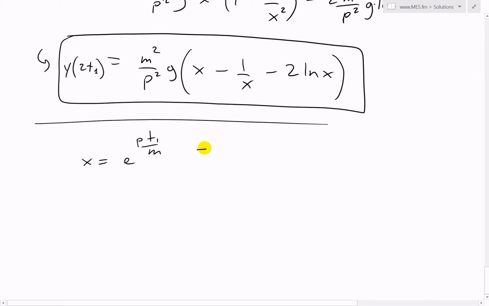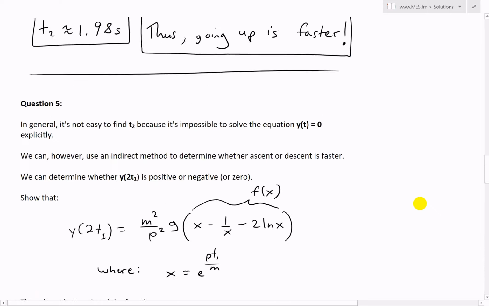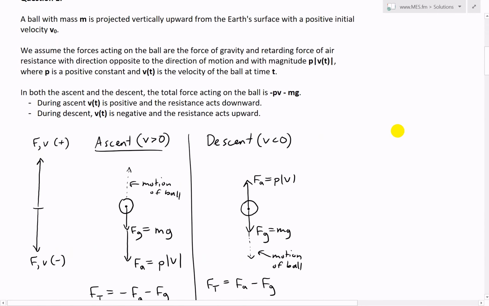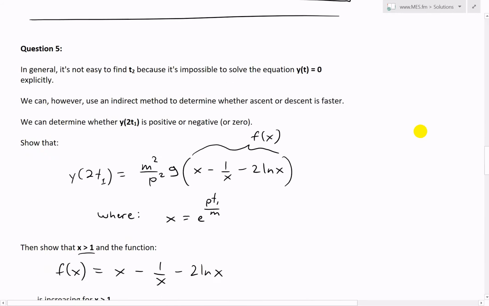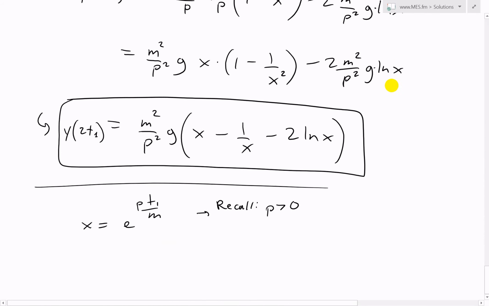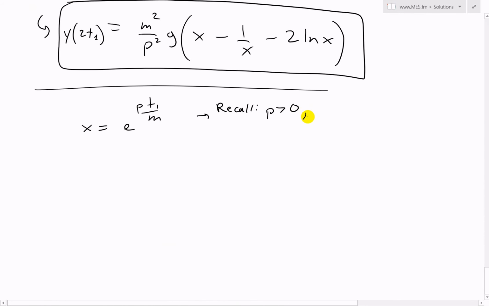And now what we have to do is, recall that p is greater than 0. It was a positive function for the air resistance, and you can see that in our question 1 video. Here, p is a positive constant, and again, you could recap on that. So it's a positive constant, greater than 0, and also t1 is greater than 0. We're not going to have a negative time, and the mass is greater than 0. We're not going to have a negative mass. So all these are greater than 0.